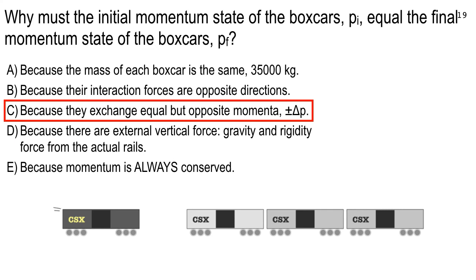Now, some of that momentum actually goes into the tabletop, into all the little molecules that it slides over. Each of those molecules strips out a little bit of momentum as it passes through. That's how the friction works. And so it's transferred to the tabletop, but we usually don't think of the tabletop and friction forces as participating in the momentum. Although you can do it if you want. But this is always true, that they exchange equal but opposite momenta, plus or minus delta P.